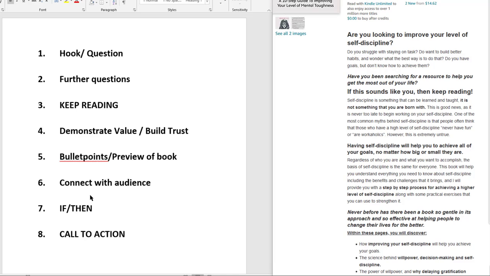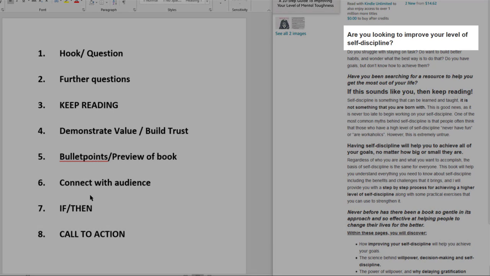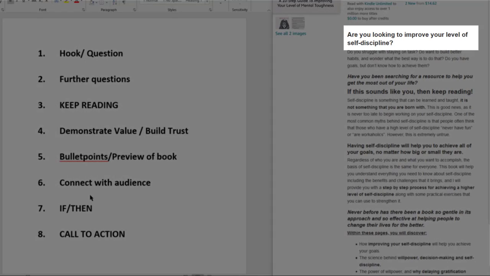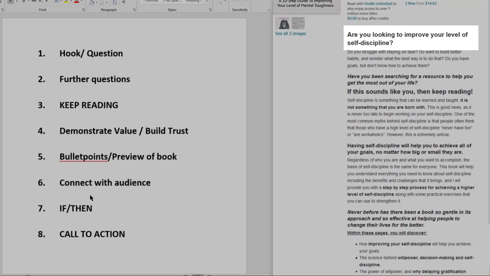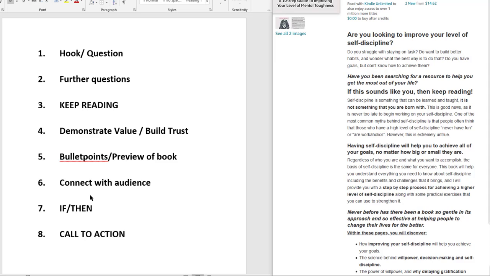So first we have our hook or question. That is going to be right here. Are you looking to improve your level of self-discipline? This is specific to our audience. It is a question that we hope the person reading this book would be asking themselves. If you're looking up a book on self-discipline, you would like to improve your self-discipline.